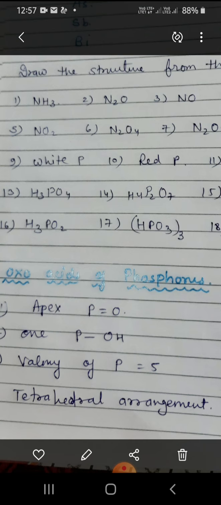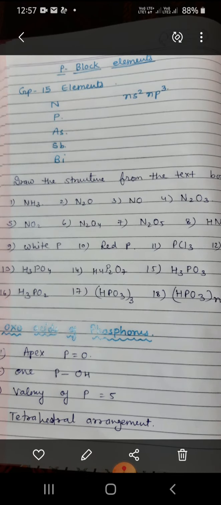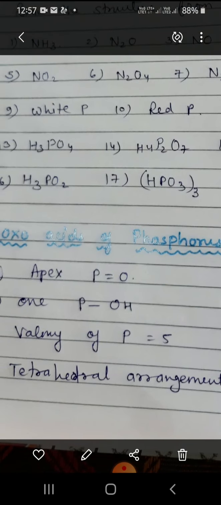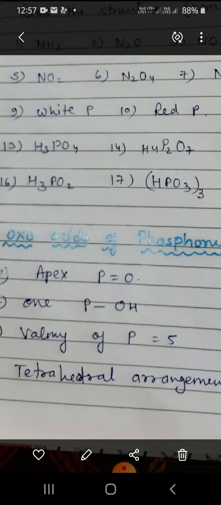First of all, one P double bond O bond will be present in the apex position. Second, there should be at least one P-OH bond. Third, the valency of phosphorus will be equal to 5.